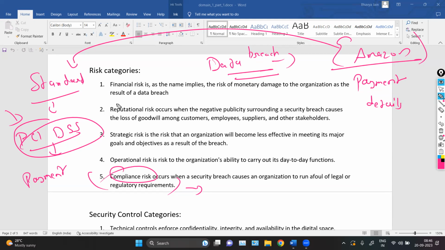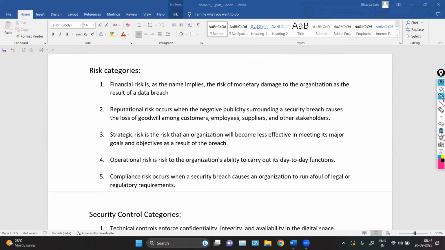For example, PCI DSS is used to ensure your payment details, but because of the data breach, the payment details of the user are now in the hands of the attacker. That means there's a data leak. So now you are no longer ensuring PCI DSS. There's a violation against PCI DSS, which is also known as compliance risk. So we have these risks in any company.